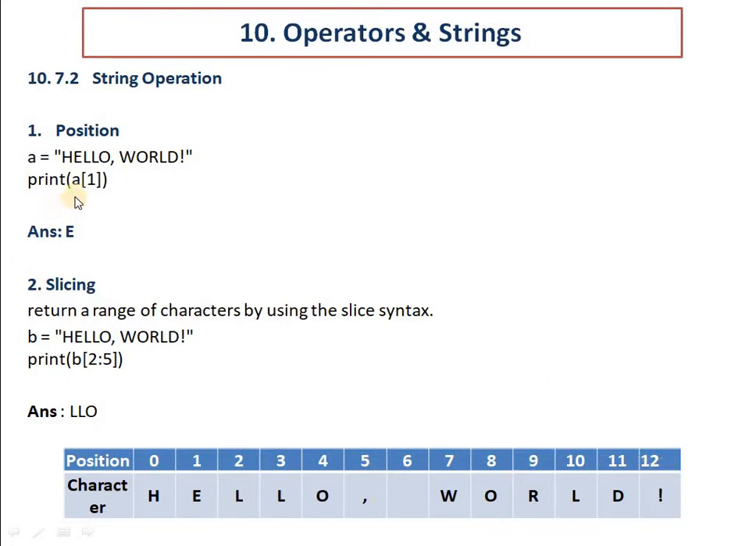So I am asking print A of 1. A is hello world, so A of 1 means it will print E.